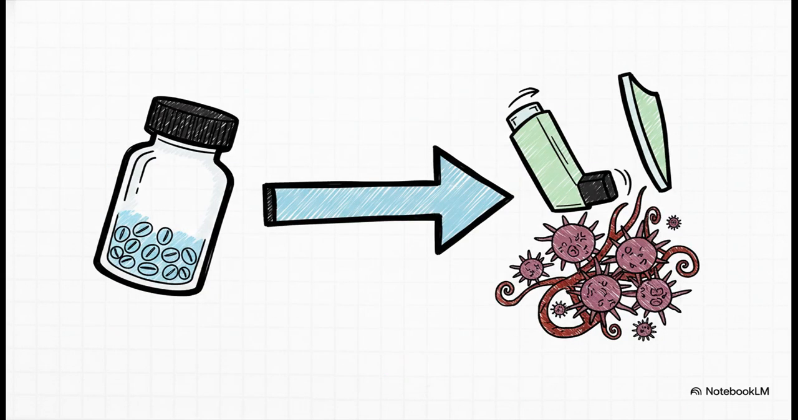And the answer is leukotriene receptor antagonists. Think montelukast. Now, the theory isn't really that the drug causes the disease. It's more that these meds are so good, they let you lower the dose of steroids. And when you do that, you might unmask an underlying EGPA that the steroids were keeping quiet. It's a classic association to have in your back pocket.